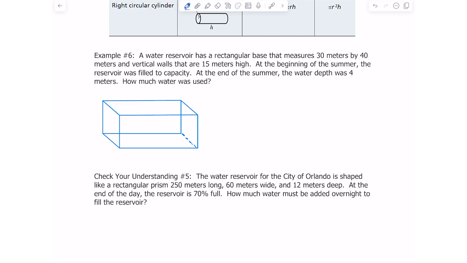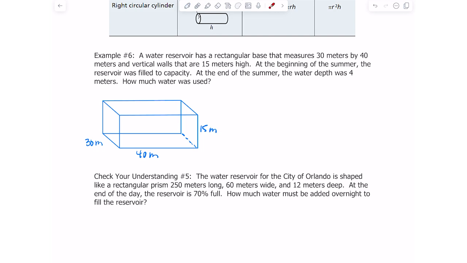Okay, so let's label some stuff here. It says a base. The base is the bottom or the top, and it says it's 30 meters by 40 meters. Okay, and then the vertical walls that are 15 meters high. So obviously not drawn to scale, but you get the idea.